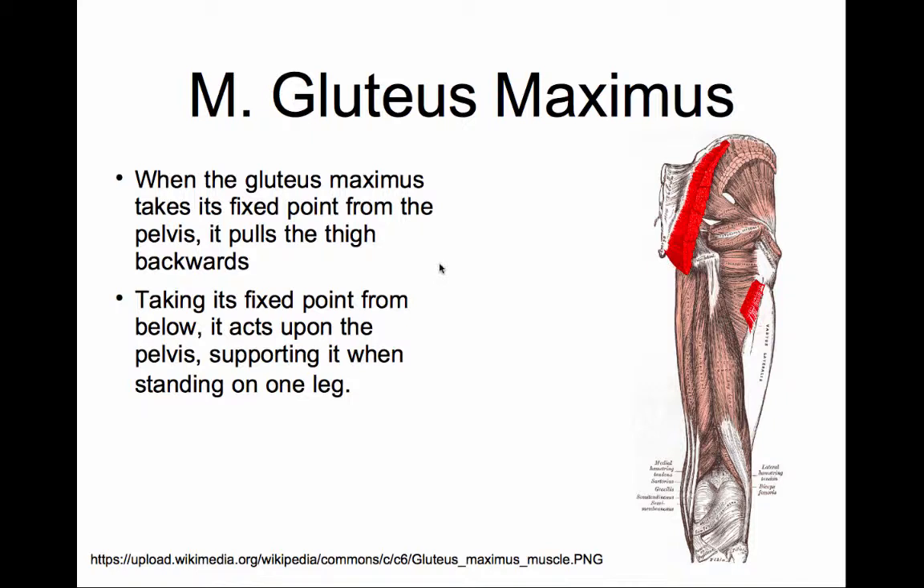When the gluteus maximus takes its fixed point from the pelvis, it pulls the thigh backwards. You kick backwards, like a donkey. Taking its fixed point from below, it acts upon the pelvis, supporting it when standing on one leg.